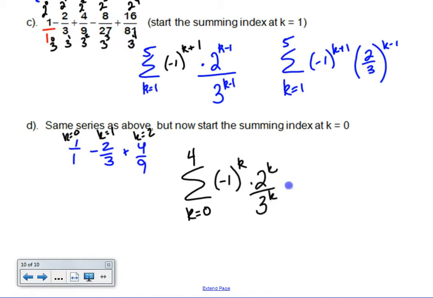This is definitely not the most simplified version of this summation. Since everything has the k power, you can actually simplify it to say negative 2/3, I could put the negative 1 and the 2/3 together, to the k power. But either one of these are equivalent. If you don't feel comfortable condensing it like that, I'm okay with that.